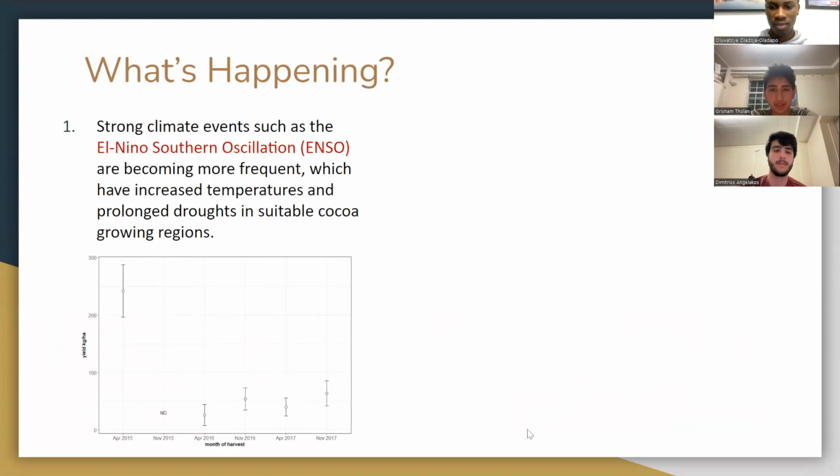Okay, so what's happening? A really huge climate weather event called El Nino or El Nino Southern Oscillation has been very detrimental to cocoa harvests. Unfortunately, these events are becoming much more frequent, and they're increasing temperatures and prolonging droughts in these regions on the equator, like in West Africa and Brazil. You can see here on this graph on the left, this is after the 2015 El Nino event in Brazil. Cocoa pod yields, which is the main source of cocoa, dropped by 90% because of this one event.